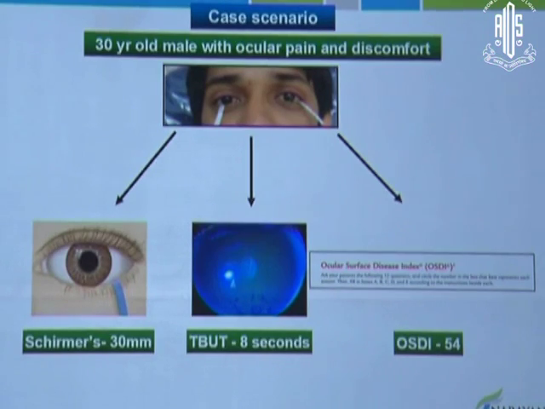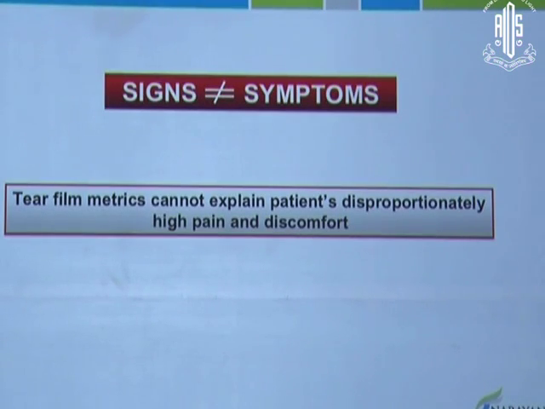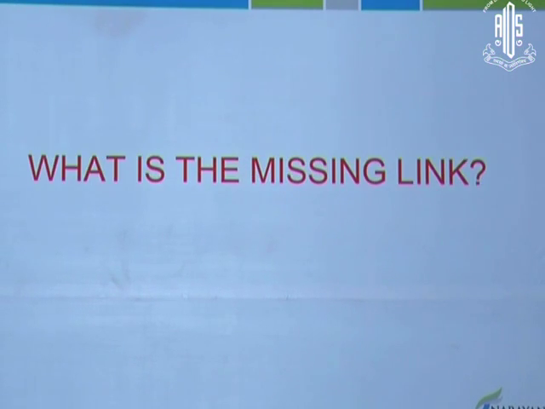So consider this case example of a 30-year-old male patient who came to us with severe ocular pain and discomfort. The dry eye evaluation was almost within normal limits. However, the ocular surface disease index indicated severe disability, the score being 54. So the signs and symptoms did not show any correlation. The tear film metrics cannot explain the patient's disproportionately high pain and discomfort. So what is the missing link in such cases?